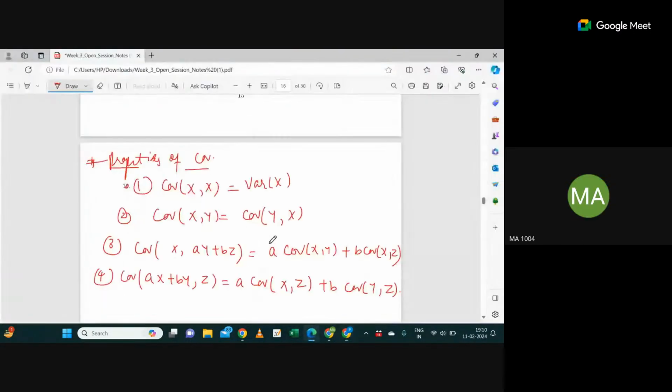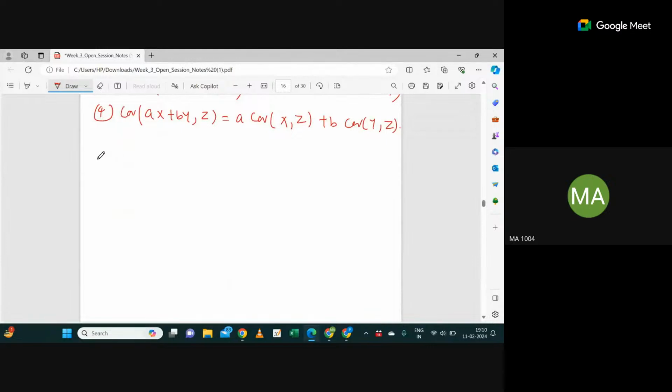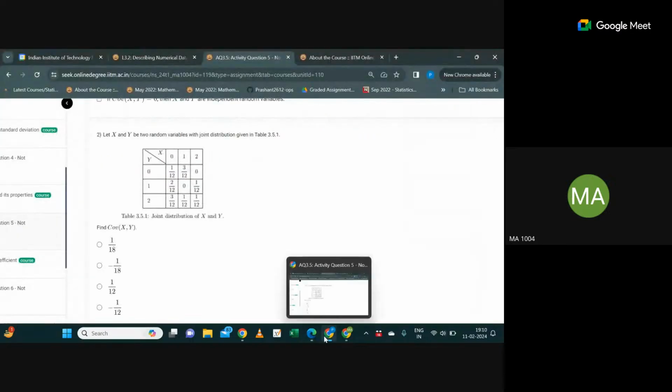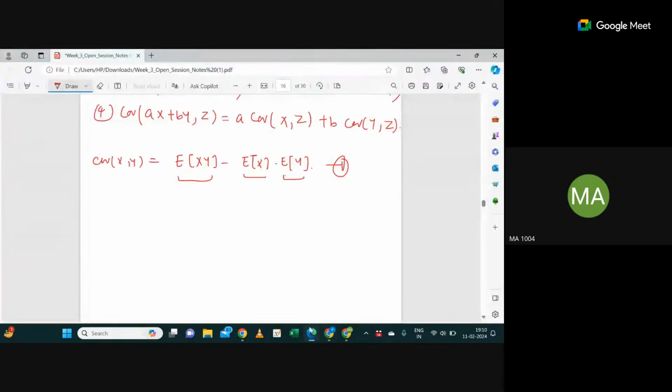First of all, we have to compute the covariance between x comma y. That means it should be expectation of x into y minus expectation of x into expectation of y. So first of all, I have to compute all these quantities. Let's make it equation number 1. So what are the values? 0, 1, 2 for x, and 0, 1, 2 for y.